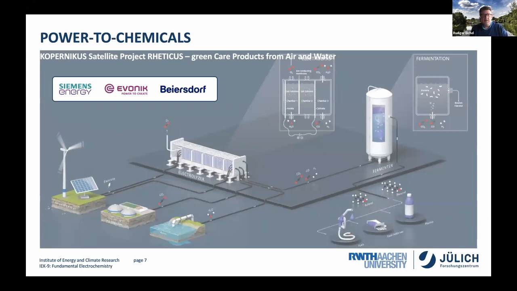And one of the nice examples is shown in a big project that we have in Germany. It's termed the Copernicus project. And here we have one of the satellite projects. It's termed Reticus, where we produce green care products simply from air and water and from renewable electricity by adding all the steps we need to a complete power-to-X value chain, starting from CO2 electrolysis, using fermentation, and then ending up at a green care product.